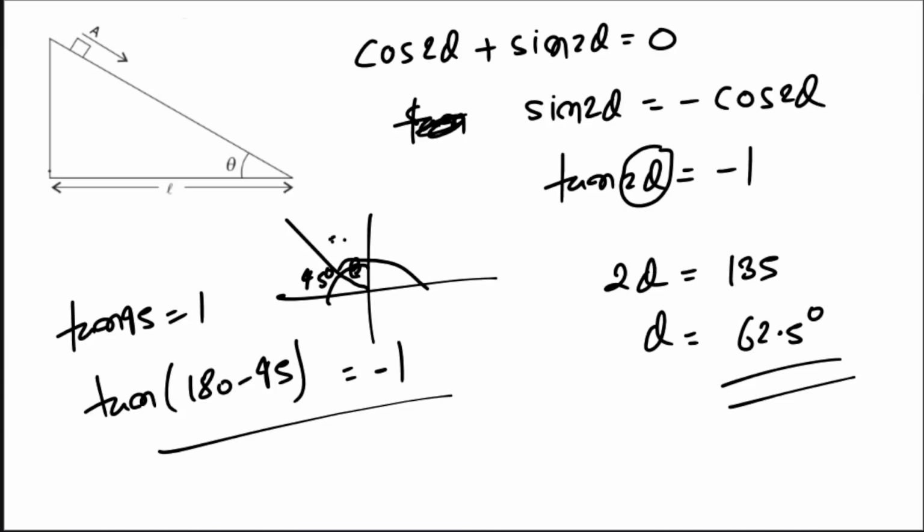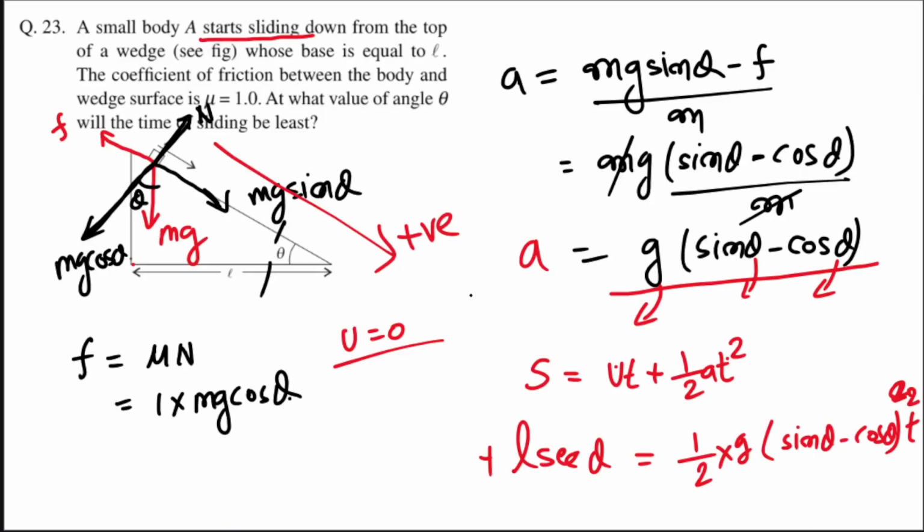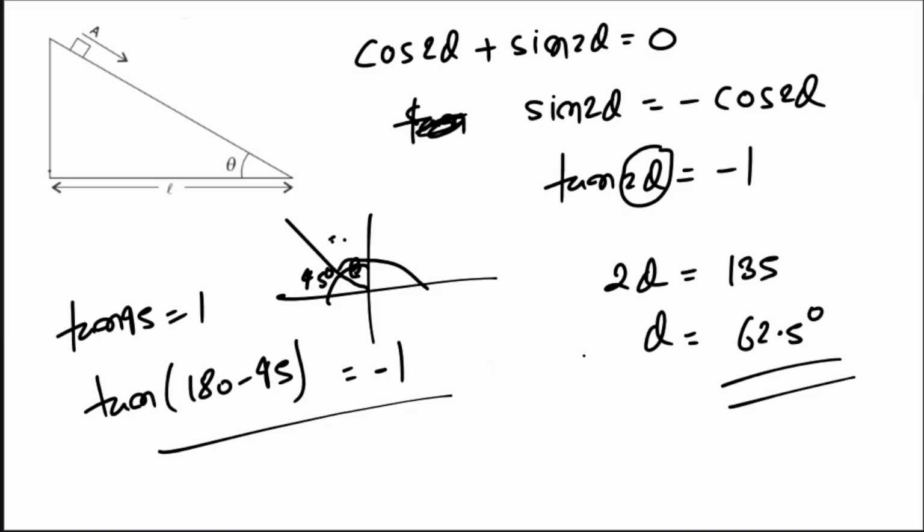I hope you have got this question. I mean, there was more mathematics, I would say, and less physics. We just needed to write an expression for time, and then we were required to minimize it. And it can be minimized at the angle of 62.5 degree. So this should be 62.5 degree in order for this block to reach this point in the least amount of time.